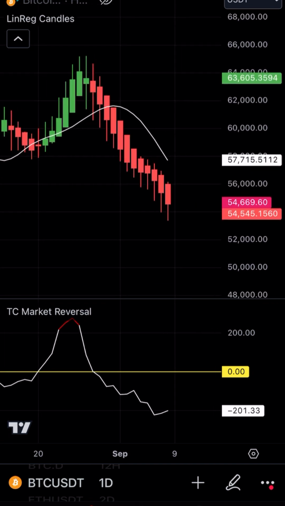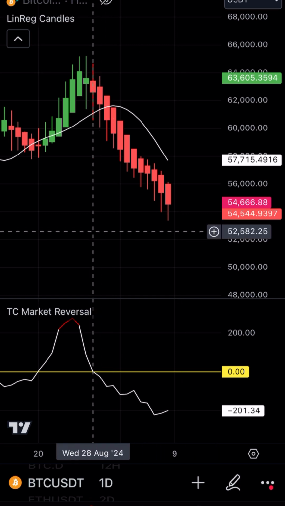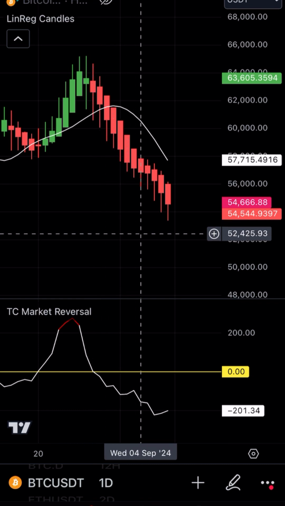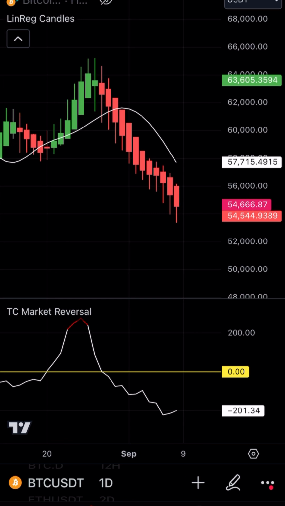And basically, this works the best on longer time frames, like the hour, 6 hour, even the day. What you want to do is wait for that line to cross up or down through that 0 line, and that's basically when you enter. We'll go over it, but right now I want to go over some alternatives that you can use in case you don't want the Trade Confident Market Reversal here.